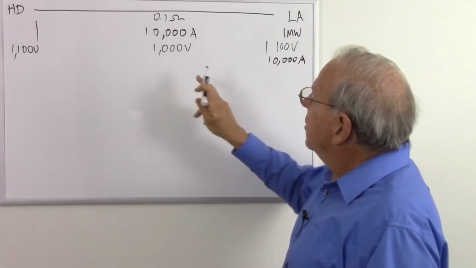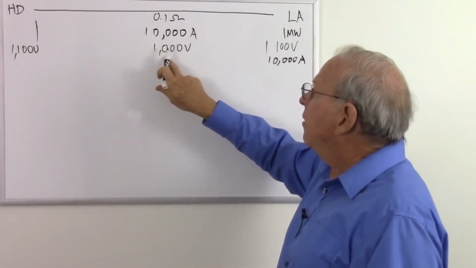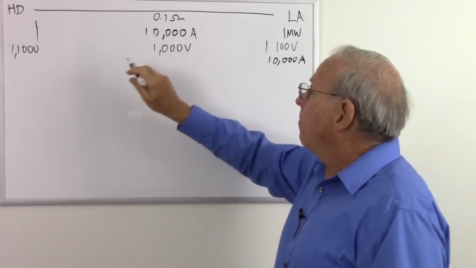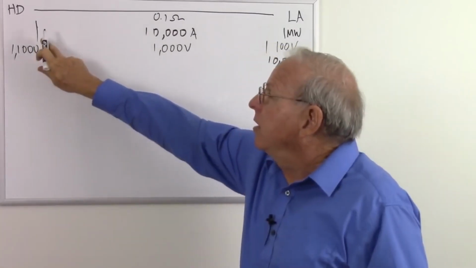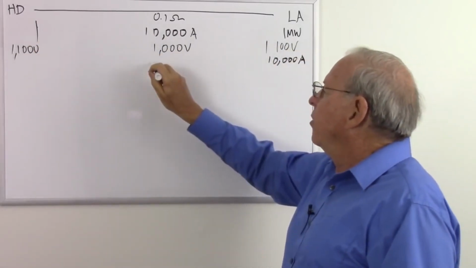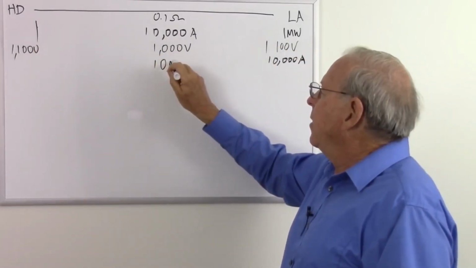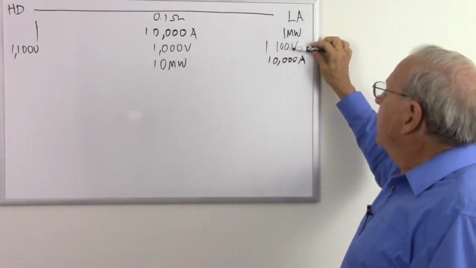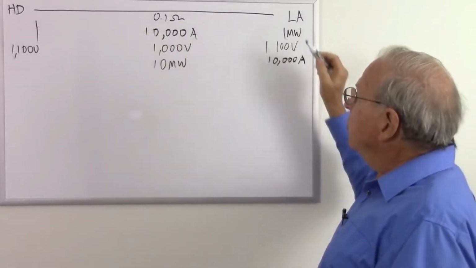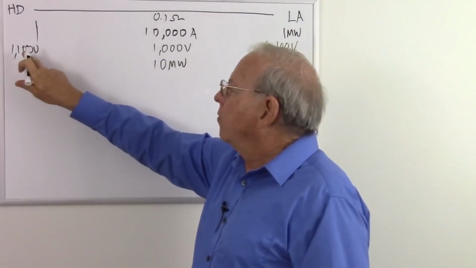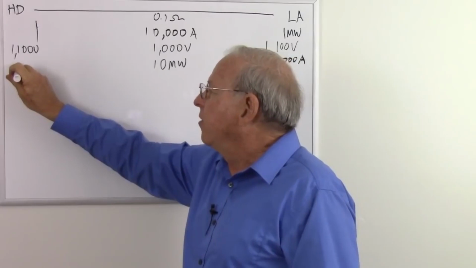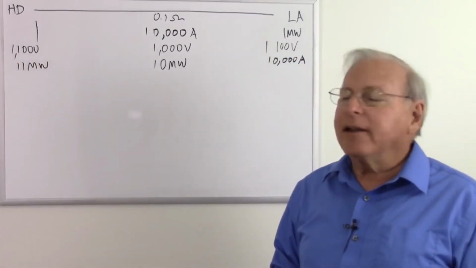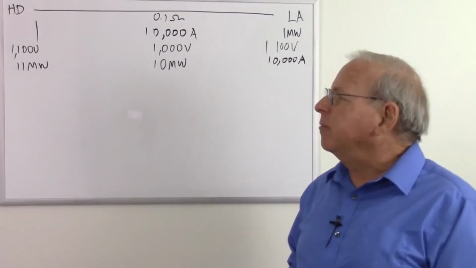Well, let's see what it is. We have 10,000 amps and 1,000 volts. Well, to get our power, we multiply those together. So we find out that our power lost between Hoover Dam and Los Angeles is going to be 10 megawatts. So to get 1 megawatt at 100 volts from Hoover Dam to Los Angeles, I have to start out with 1,100 volts and I have to deliver 11 megawatts. I think that that is probably not sustainable.